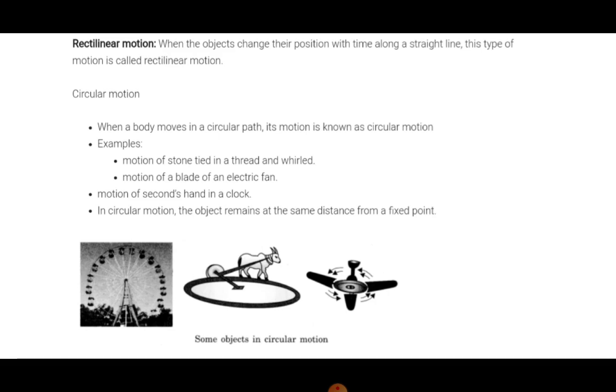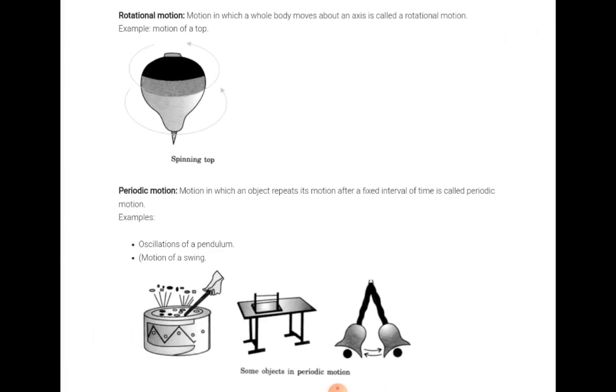Suppose in a fan or in a merry-go-round, we see each of the carriers will remain at the same distance from the center of that merry-go-round. Now let's see the rotational motion. Motion in which a whole body moves about an axis is called rotational motion. There should be a fixed axis on which the body or the mass of the body should move, like motion of a top. In a spinning top, the bottom needle is its axis on which the whole mass rotates.